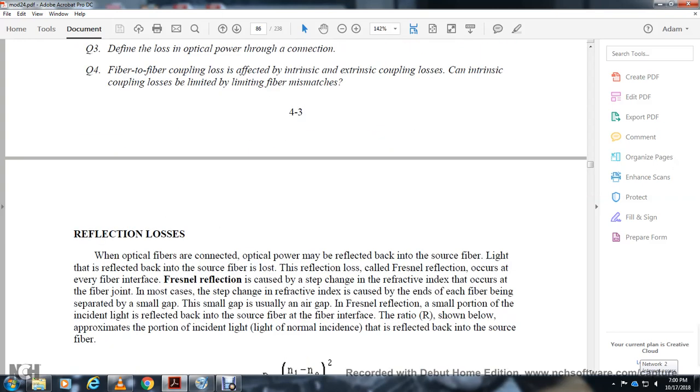Reflection. When optical fibers are connected, optical power may be reflected back to the source fiber. This follows the law of reflection, the Fresnel reflection law, which occurs at every fiber interface. Fresnel reflection is caused by a change in the refractive index at the fiber joint. The most common case is the ends of the fibers being separated by a small gap, usually an air gap. Fresnel reflection is a small portion of the incident light that reflects back into the source fiber at the interface. The ratio shown below is approximately the portion of the incident light, at normal incidence, that is reflected back into the source fiber.